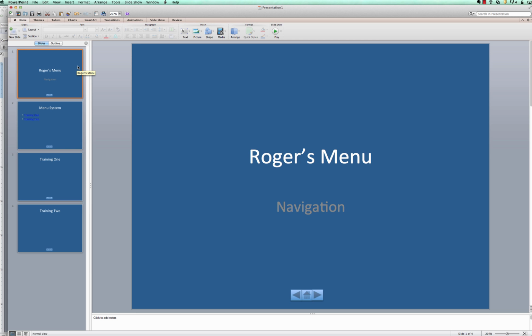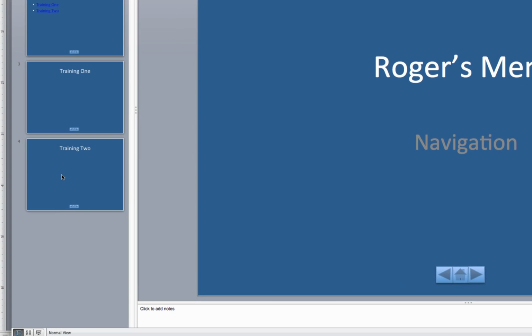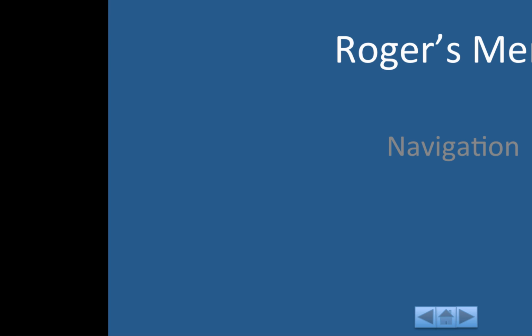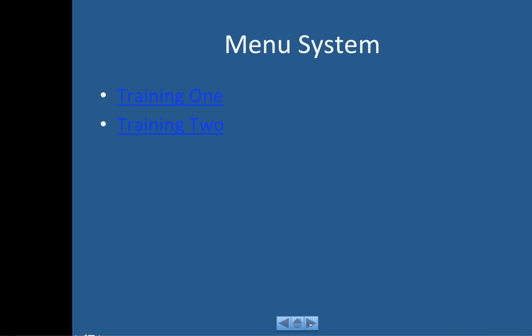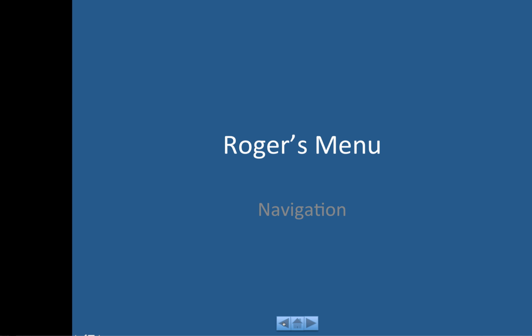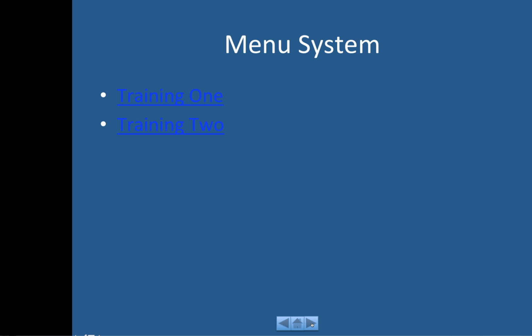Now let's run everything in presentation view to see if everything works. Okay, so let's click the next button, the next button, and the next button. Let's click the home button, and maybe the next button again. But how about the previous button? So it looks like all of that works. So we'll do the next button, and now let's go to Training 1.